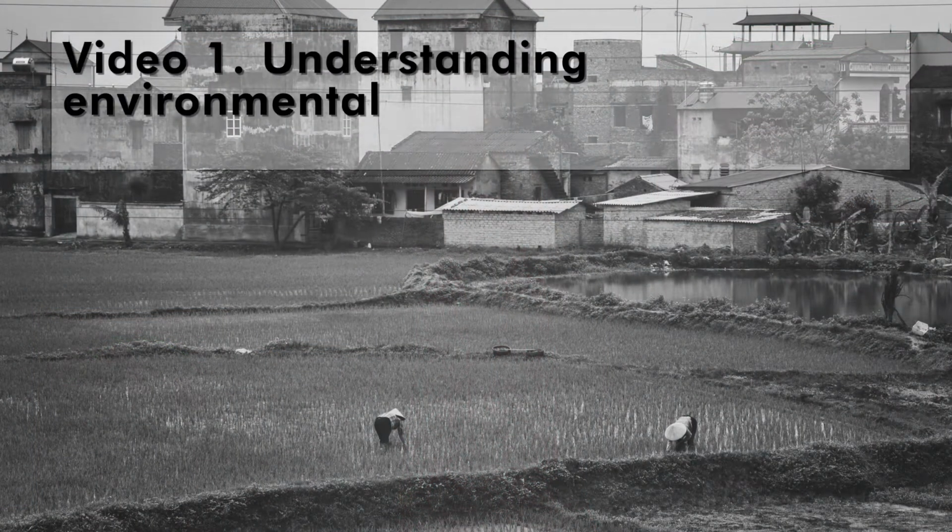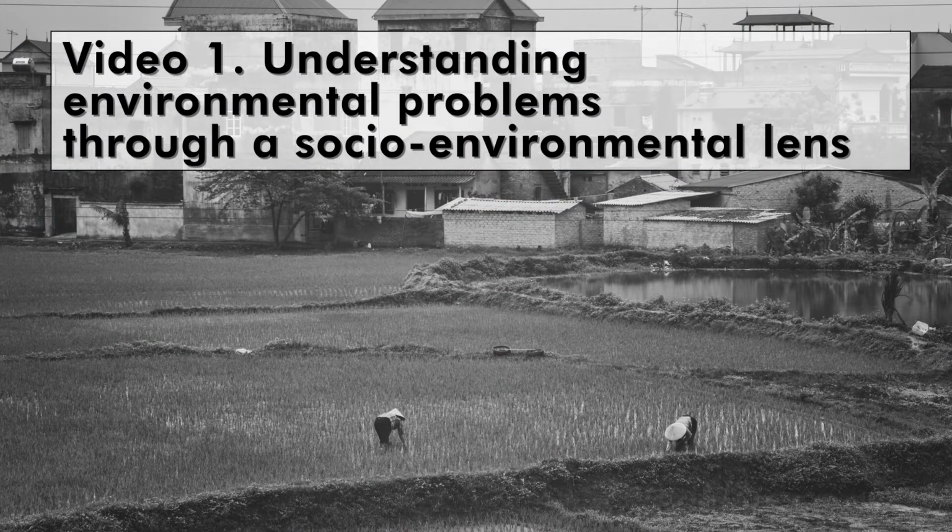The first video in the three-part series presents examples of how researchers use a socio-environmental lens to study environmental problems. In it, we introduce the concepts of socio-environmental systems as dynamical systems characterized by feedback loops within and between social and ecological subsystems. We also provide several examples of socio-environmental synthesis research.